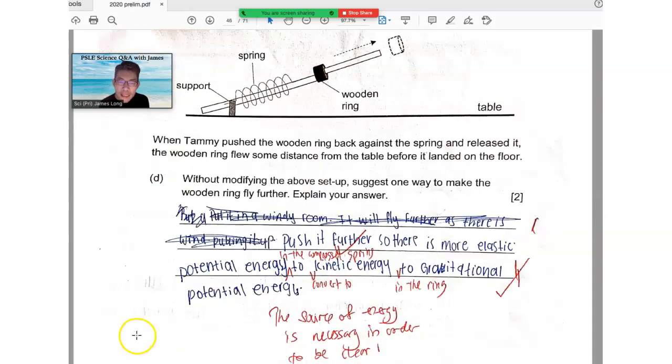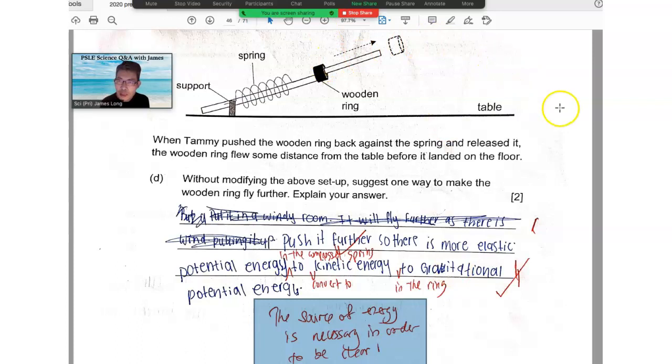And whenever you talk about energy conversion, the source of the energy is necessary. It's always important to be very clear about the source of energy. So don't just talk about more elastic potential energy. Where is it? In the compressed spring. Converts to more kinetic energy. Where is it? In the ring. Don't talk about the gravitational potential energy. You're moving this further, not moving it up. You'll go up, but you still come down.